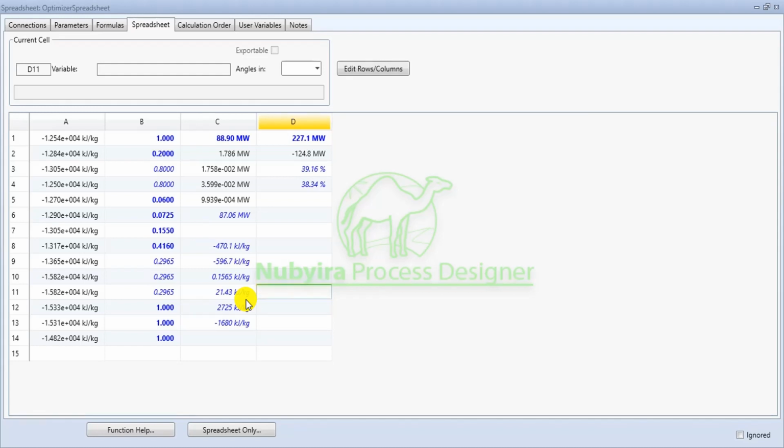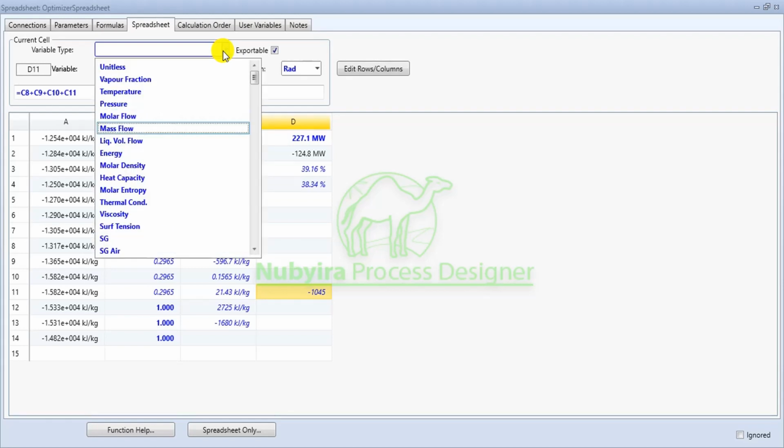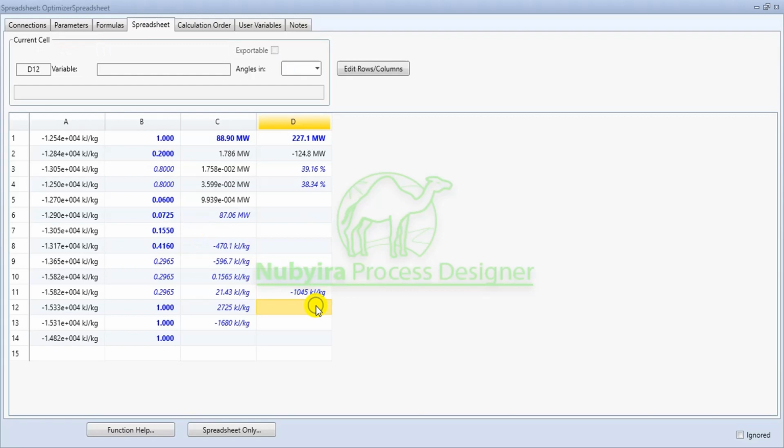The net power, let me put it over here. So it is just C8, C9, 8, 9, 10, 11. You add them together. So this is the net power produced in the system. I can change the format to be mass enthalpy. Let me write it fast. Mass enthalpy. So that's the net power produced.